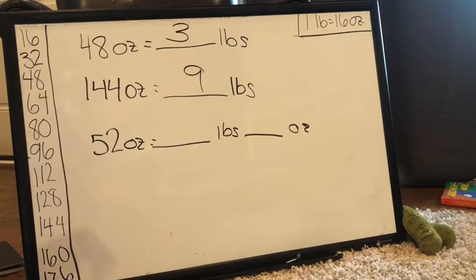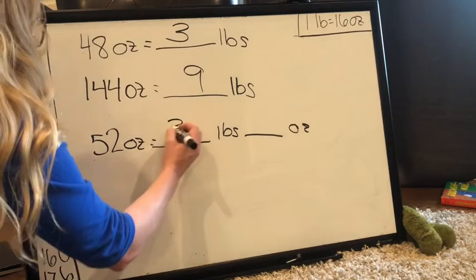Remember when we were doing months of the year and inches in the foot, and when we do long division, we see how close we can get to the number without going over. So we have 52. 16, 32, 48, 64, too far, so we have to go back, right? So that's 1, 2, 3 pounds.